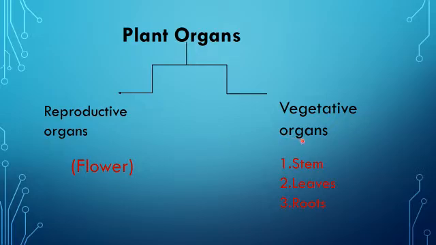Then comes the vegetative organs. All the parts of the plant other than the flower are called vegetative parts or organs. For example, the stem, leaves, roots, etc.